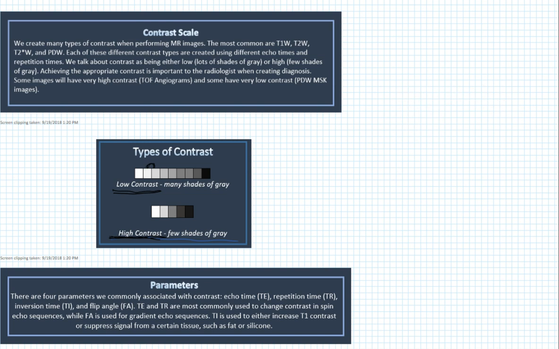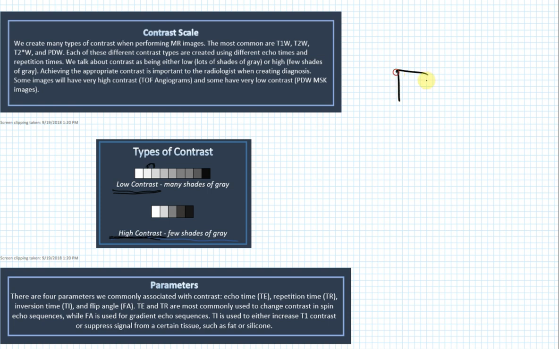So contrast is one of the most important things when it comes to figuring out what your image is going to look like. Usually you can sacrifice signal or time or anything else, but contrast has to be dead on. We need to make sure that we're producing the right type of images for the radiologist to be able to read. So that's kind of our scale of contrast, and that's what contrast is.